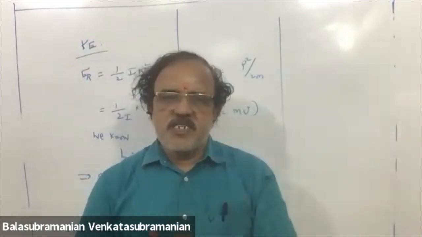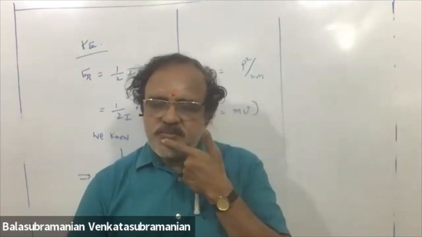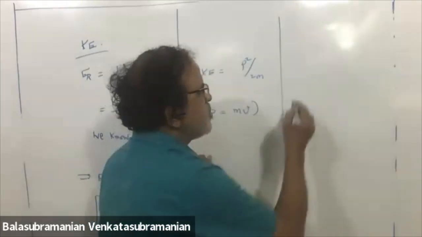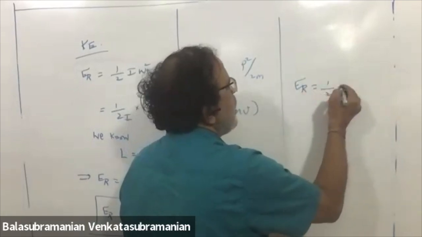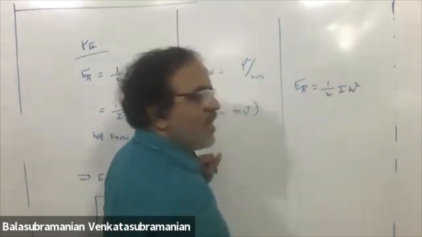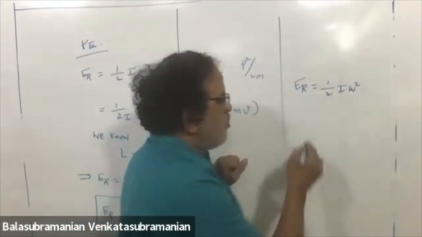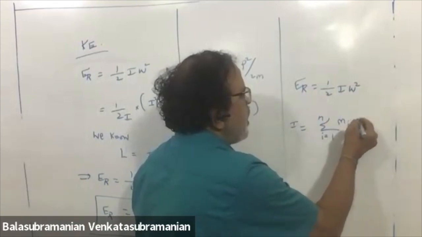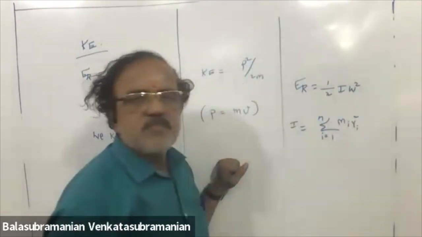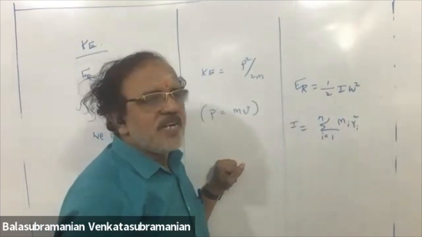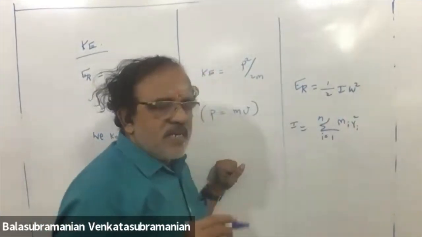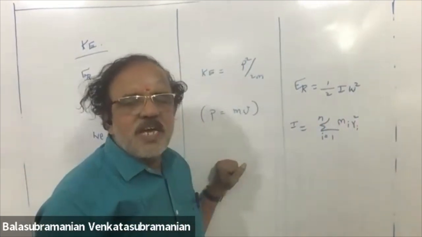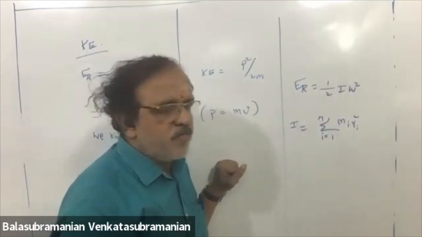Kinetic energy of rotation we have gone through. What is rotational kinetic energy we have proved? The value is half I omega square, where I is called the moment of inertia, sigma i is equal to 1 to n, m i R i square. Then we have seen radius of gyration, that is root mean square distance, that is called k, radius of gyration.